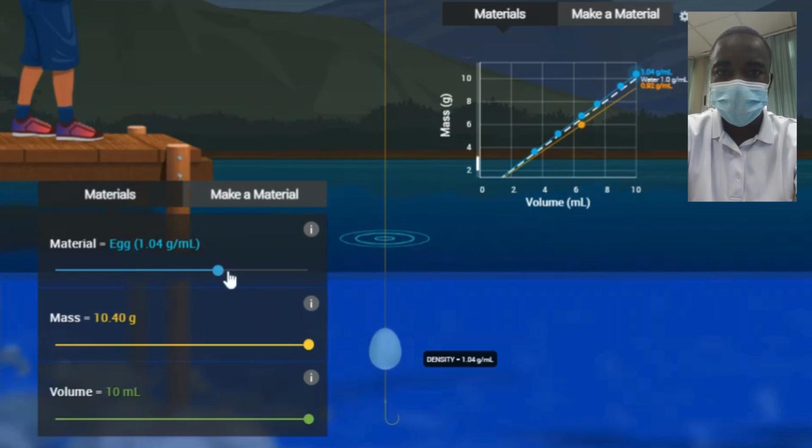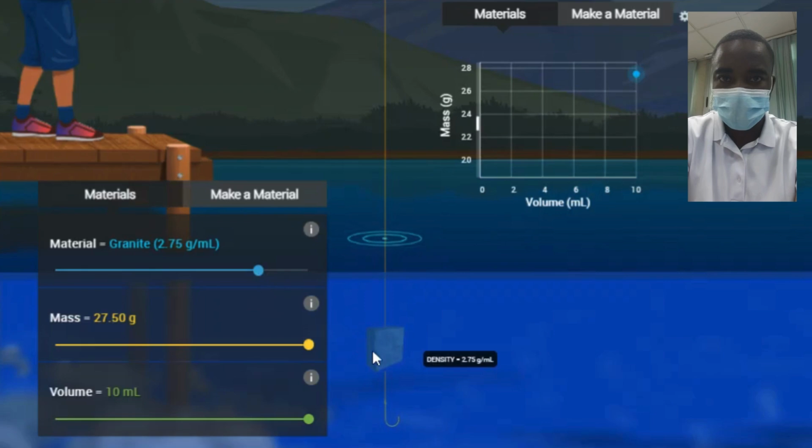In contrast, materials like granite and titanium show a steep slope on the graph, indicating high density due to their significant mass and low volume. The simulation also includes a virtual water tank where students can drop the sinker made of different materials. They will observe that low-density materials like wood and rubber duck float, while high-density materials like granite and titanium sink. This hands-on experience reinforces the concept that density determines buoyancy.